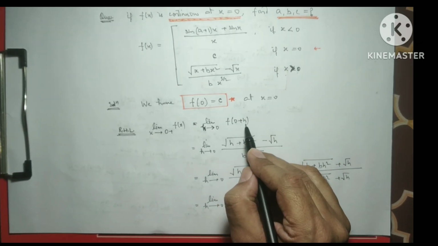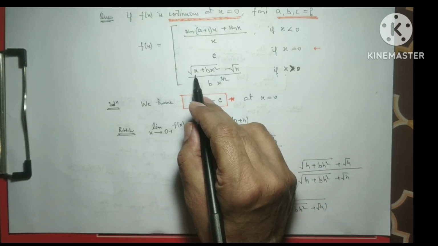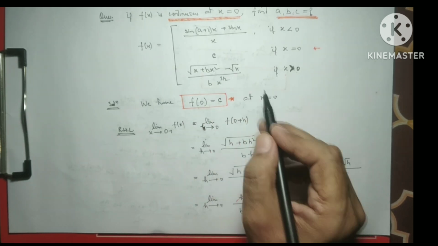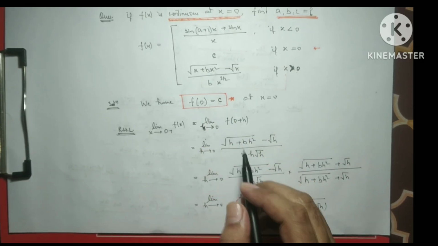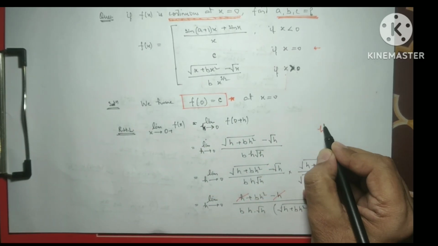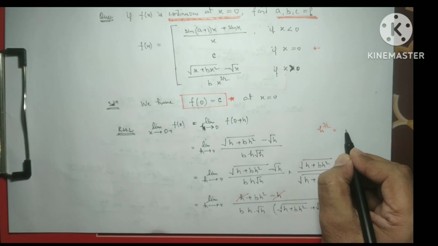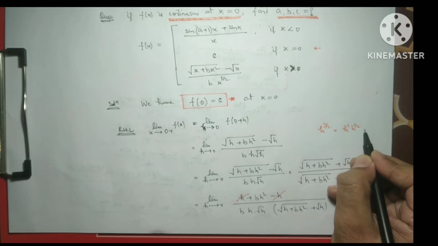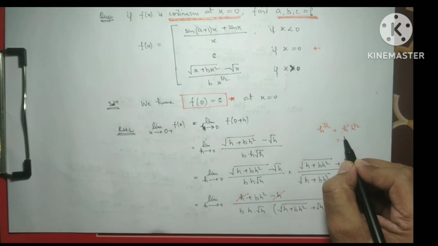So x is greater than 0, we use this expression, and 0 plus h means only h, so we put x as h. So we get root of (h plus b h square) minus root h over b h raised to the power 3 by 2. h to the 3 by 2 means 1 and a half, so h and h to the half. Half means root h. So it is h root h.